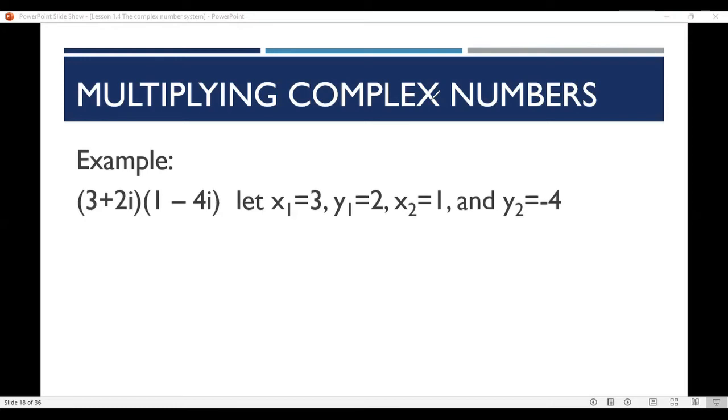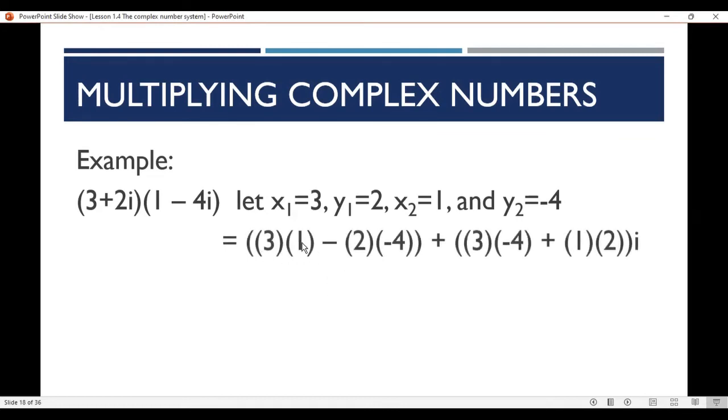Kaya ang sagot natin doon ay 3 times 1 minus 2 times negative 4 yung kanyang imaginary part, plus distribution na 3 times negative 4 plus 1 times 2. Then lagyan mo lang ng i doon sa second term. Okay, simplify natin ito, ha? So, magiging 3 plus 8. It is 11. Tama? 11 yung real part.